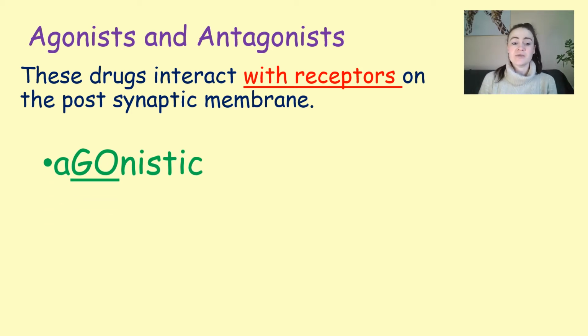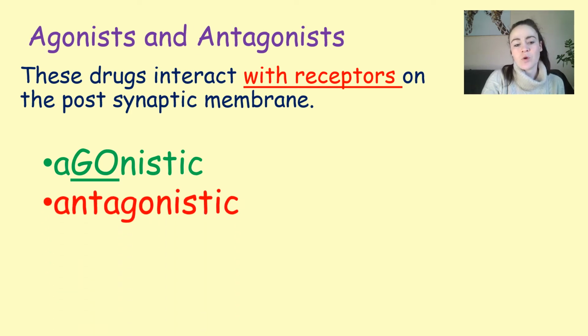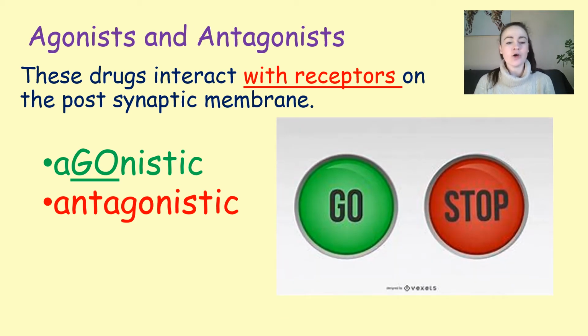An agonist, agonistic, these are basically ones that work with the natural neurotransmitters, they mimic them. And antagonistic is the opposite, so it's stop. So if you think about it, if somebody is behaving antagonistically towards someone, they're sort of working against them, causing conflict. So an antagonistic drug is one that works in conflict with the natural neurotransmitter, whereas an agonistic drug is one that works with it.